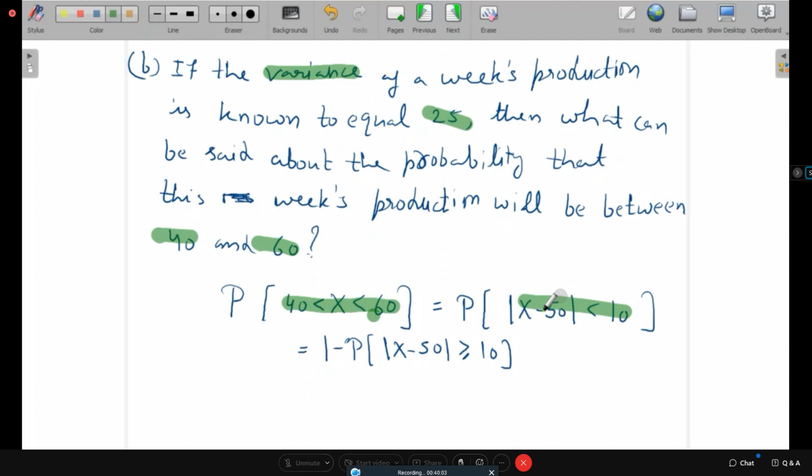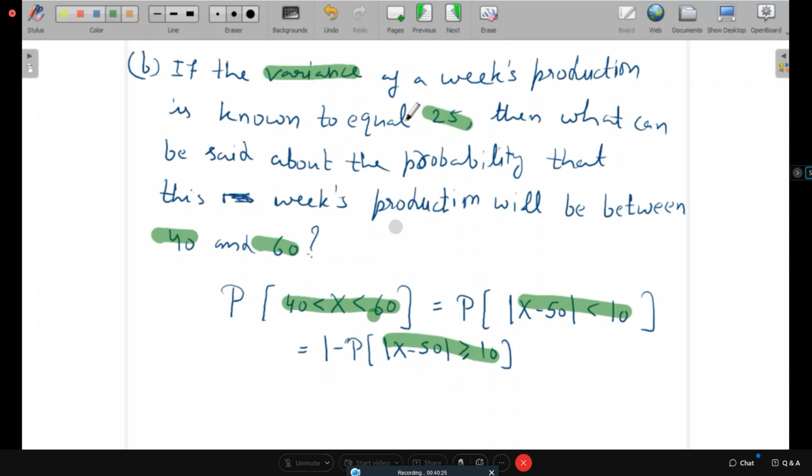This is important. So mod of X minus 50 is less than 10. Now you can use the probability result, because Chebyshev's inequality stands for mod of X minus mu x greater than or equal to k. So I just write 1 minus this. All these things are true.